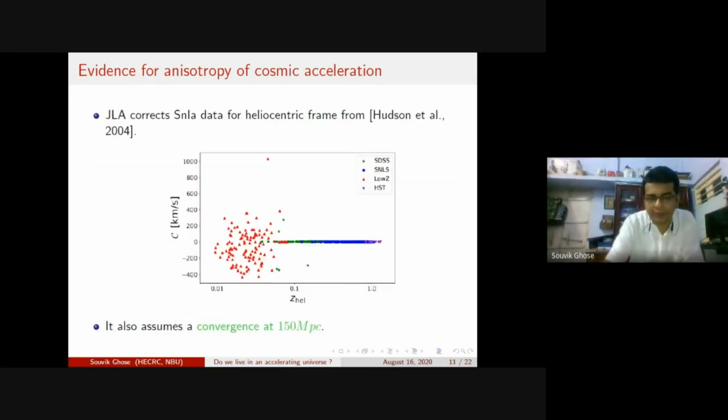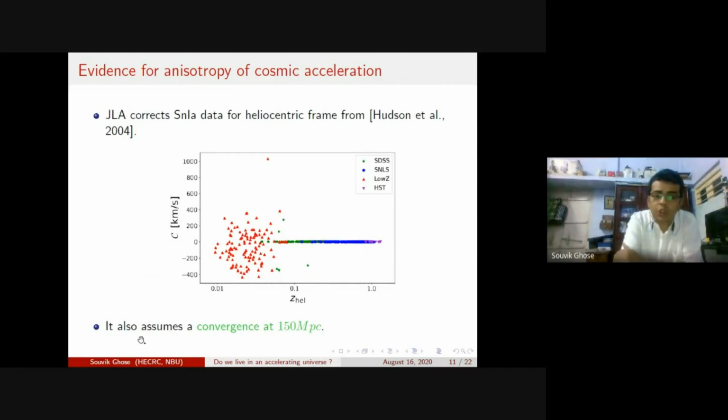But let us see these corrections. These are the velocity corrections. And the z_hel means the heliocentric frame we are living in. So they have corrected the data for our heliocentric frame. And these are the corrections. See how the correction values change, and notice that after a certain point the correction becomes 0. They assume that after a certain point, around redshift 0.06, these corrections converge. And notice that there are some wayward points here, here, and even in this region.